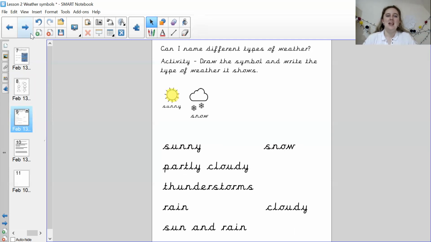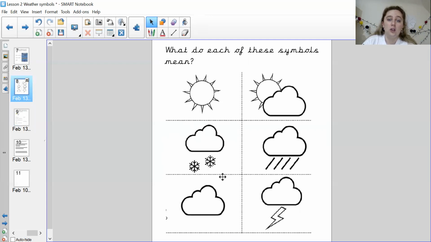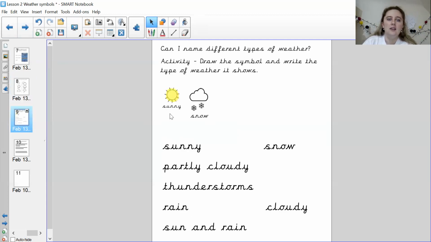Okay. Now we've looked at the different symbols, here comes your task. I would like you to draw them. You can colour them in, and I would like you to write the type of weather that goes with each symbol. Okay, so you can draw the sun, and then next to the sun, I'd like you to write sunny. That's the type of weather that it's going to be.